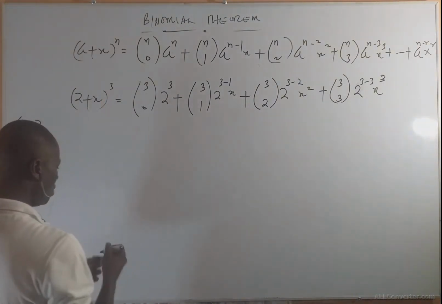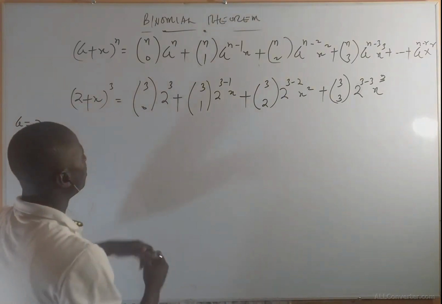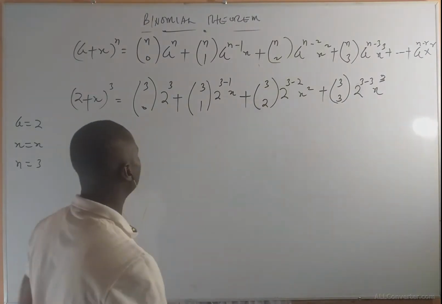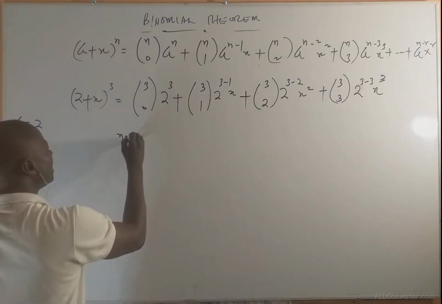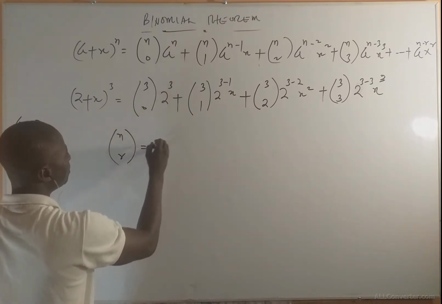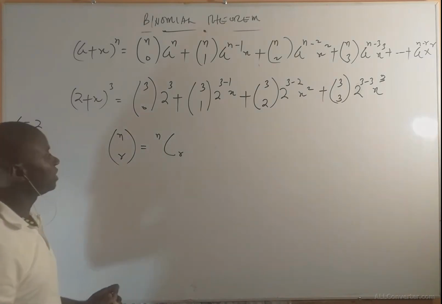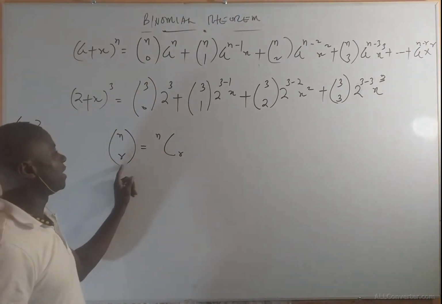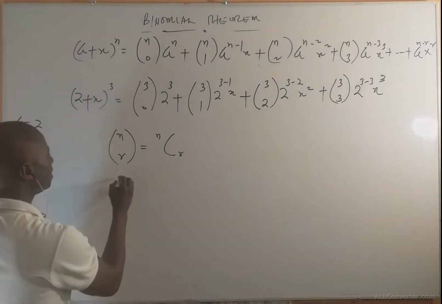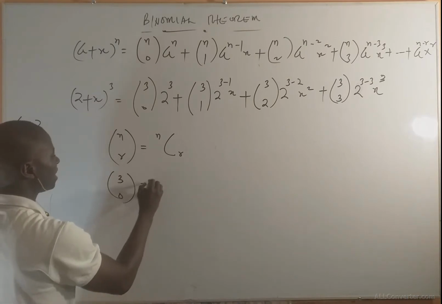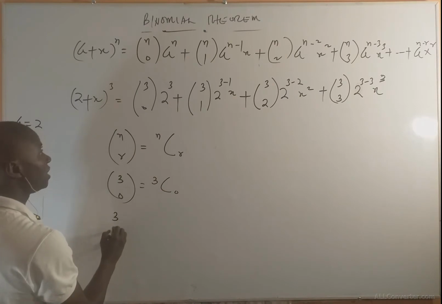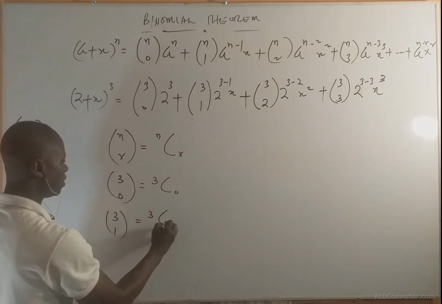Now, when we say 3 combination 0, 3 combination 1, 3 combination 2, 3 combination 3, the calculator can do that very simply. In general, when we say n combination r, this can also be written as nCr. On your calculator, you can find this. It is the same as n combination r. So when we write 3, 0, this is the same as 3 combination 0. When you write 3, 1, this can be written as 3 combination 1.